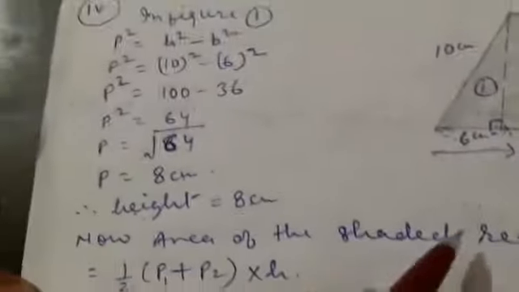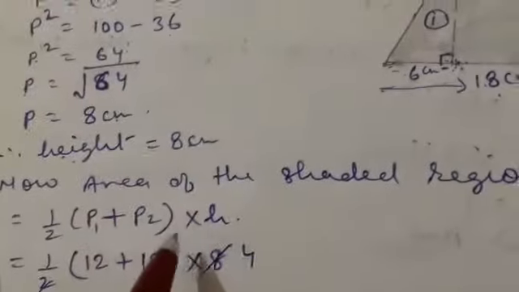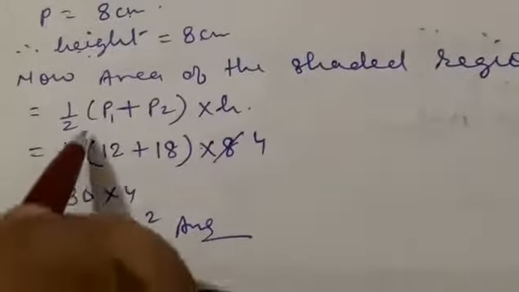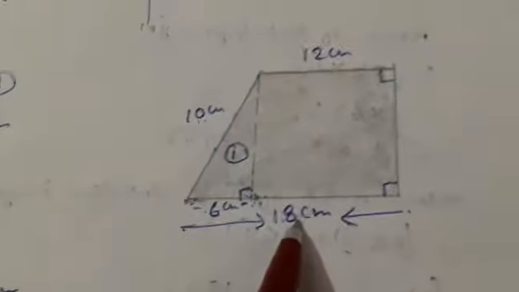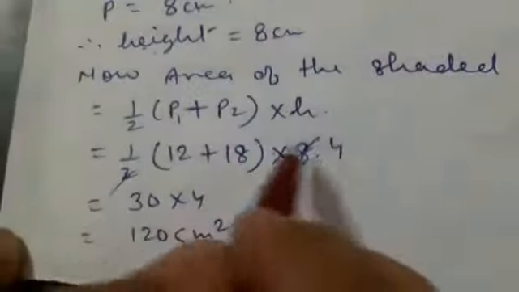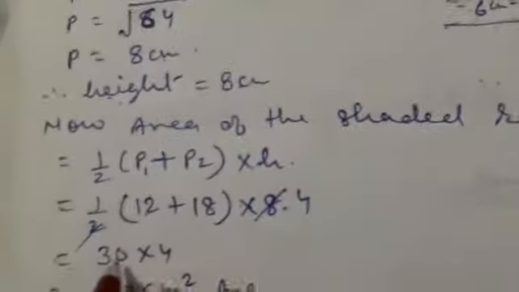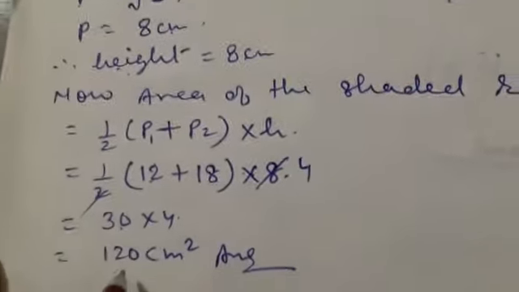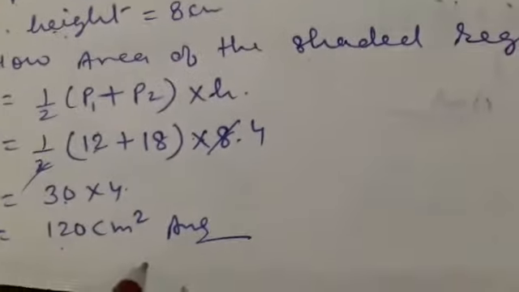Now area of the shaded region, means area of this trapezium, will be half into p1 plus p2 into height. So 1 by 2 into parallel side 1 is 12 centimeter plus parallel side 2 is 18 centimeter, 12 plus 18 into 8. We got this height 8. Now 2 4s are 8. Now 12 plus 18 is 30 into 4, that is equal to 120 centimeter square, is our answer.